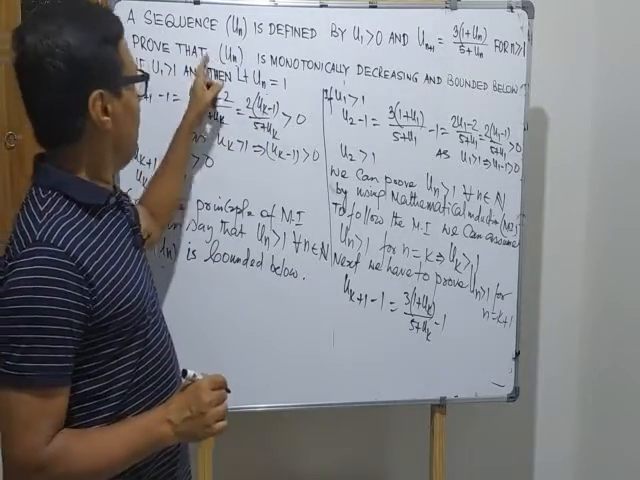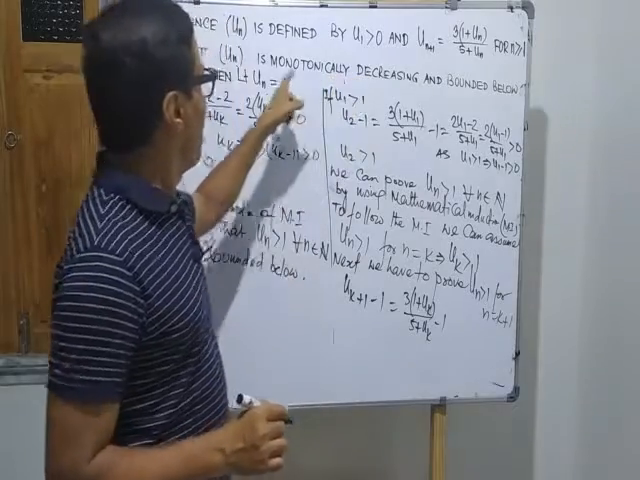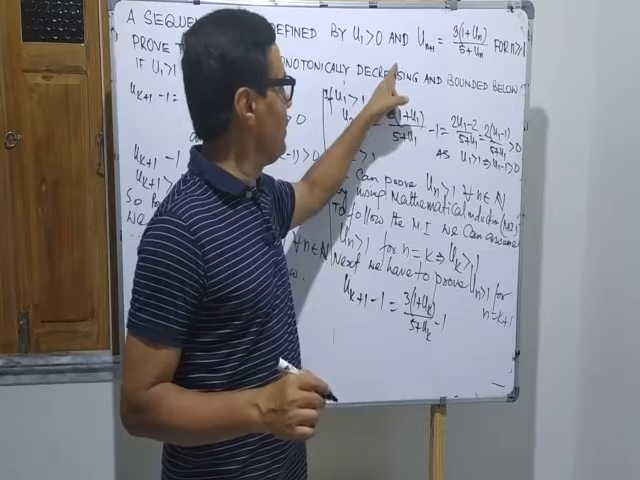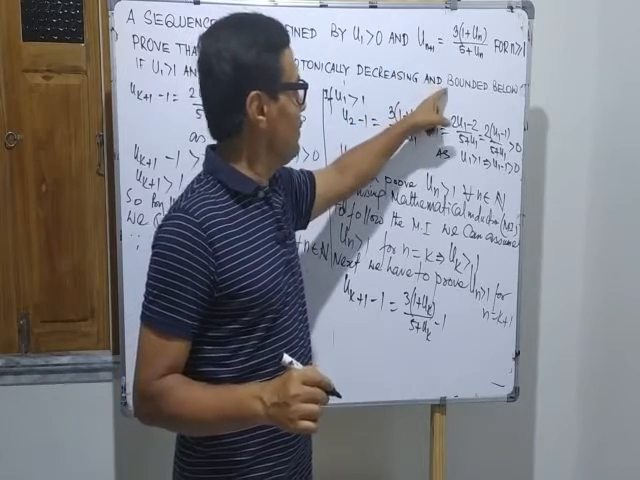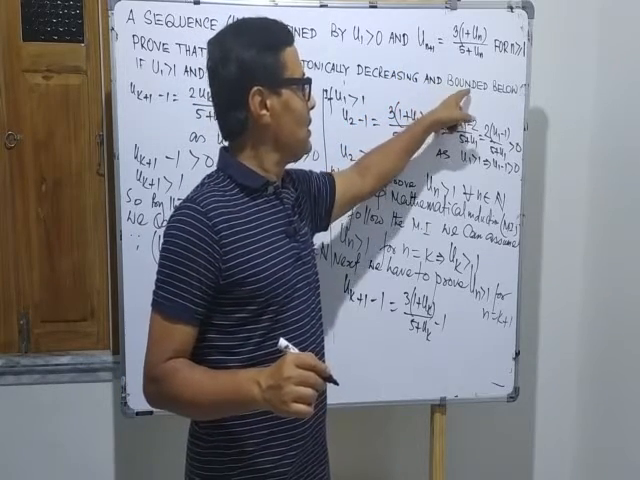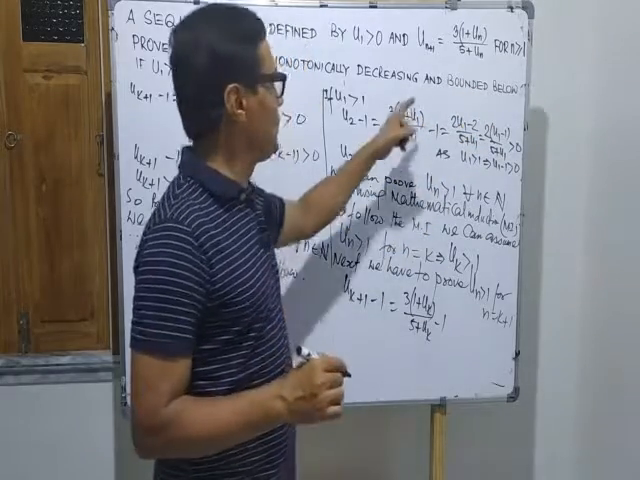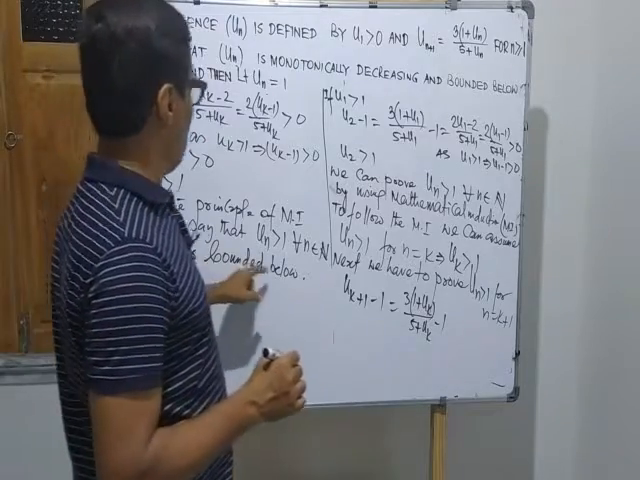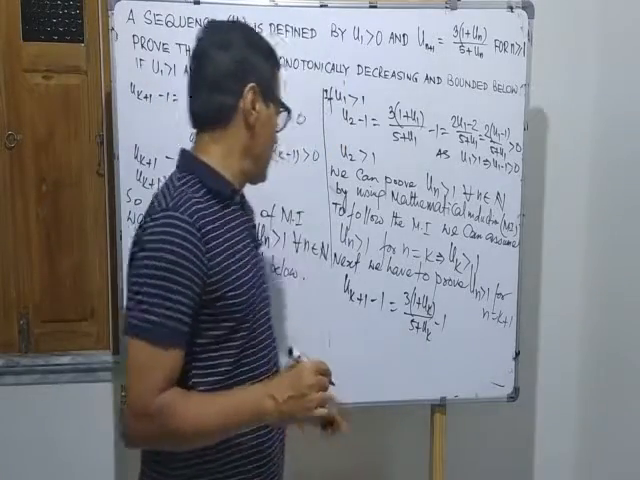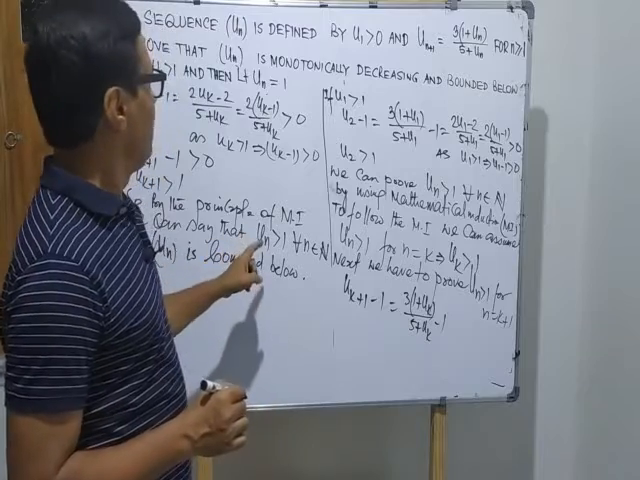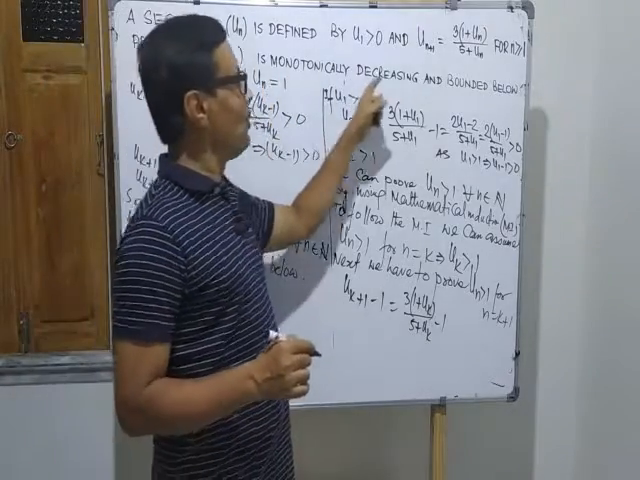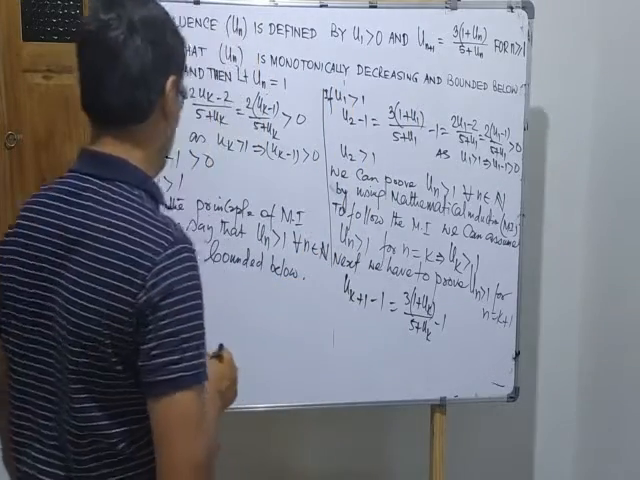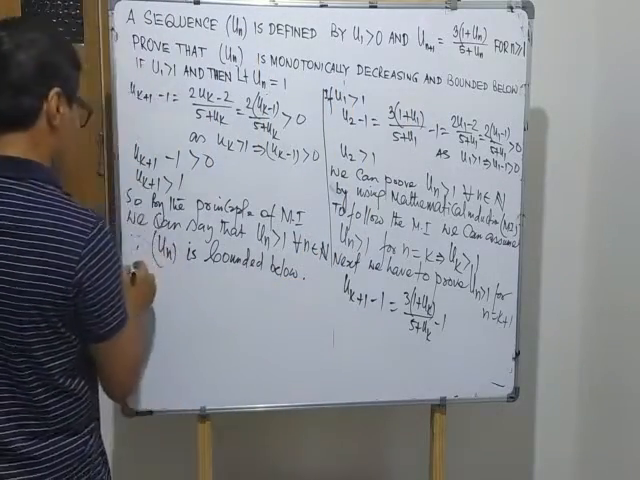So, we have one part of the first statement proved. One part of the first statement was the sequence is bounded below. We have already proved u_n is bounded below. Next, we have to prove u_n is monotonically decreasing sequence.